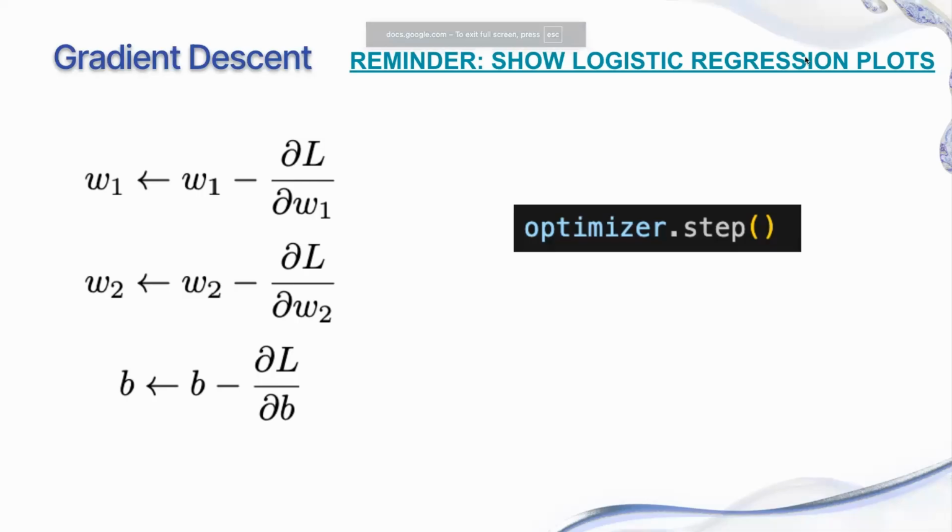Then for this update rule in terms of code, you'll be writing optimizer.step. That's how you do the update. So for each step, you're moving down that loss function or loss landscape.